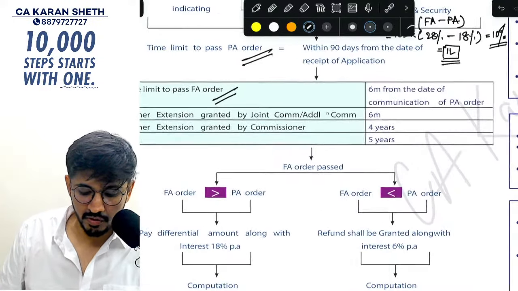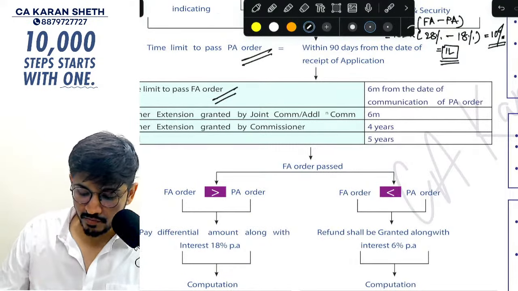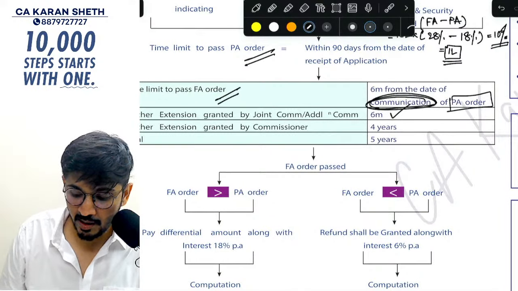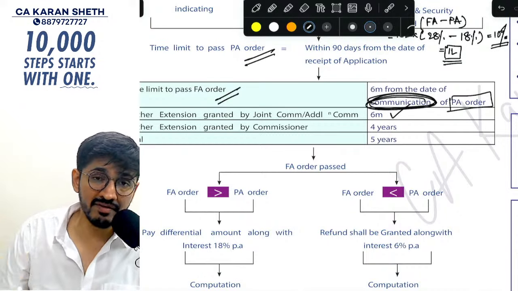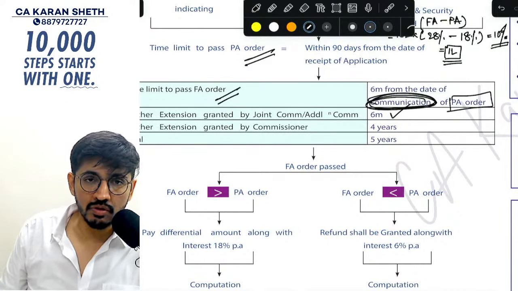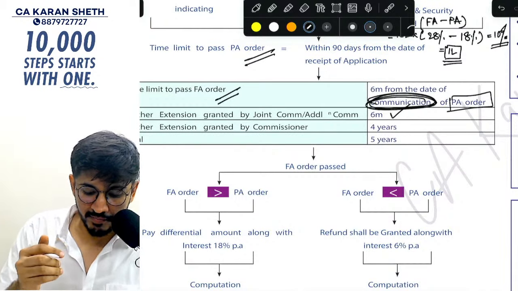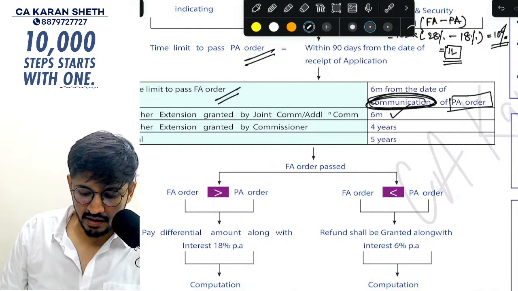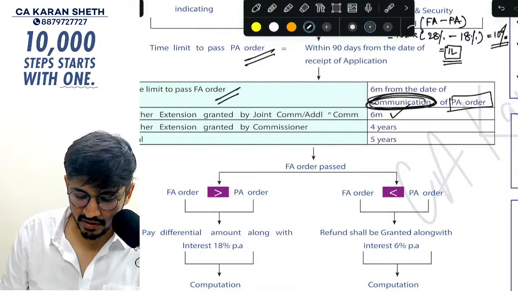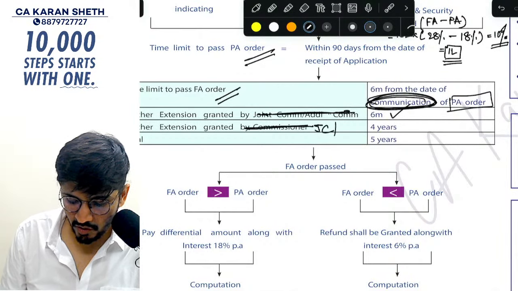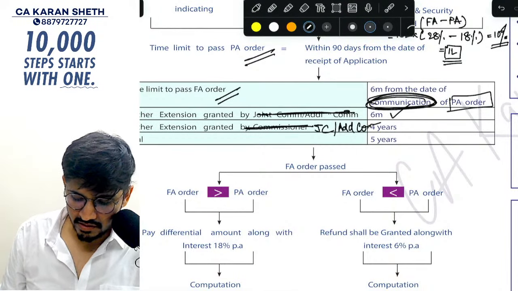Very simple. Either within 6 months from the date of communication of the PA order. Understand, the date of communication of the PA order is very important, because only when it is communicated to me can the calculation start from that. So within 6 months. Is any extension required? Yes. That extension can be done by, just a small mistake my dear friends, the joint commissioner or additional commissioner. 4 years. I'm so sorry.